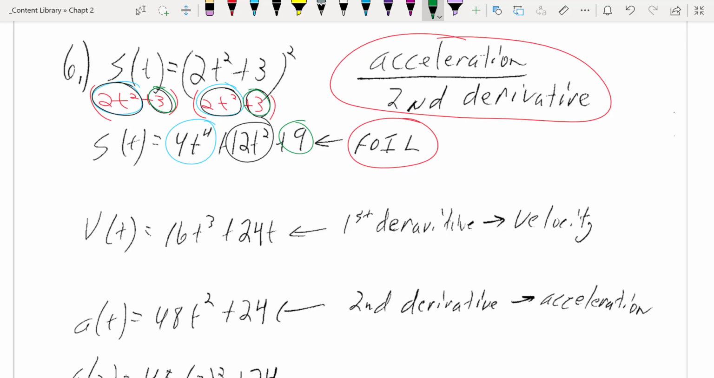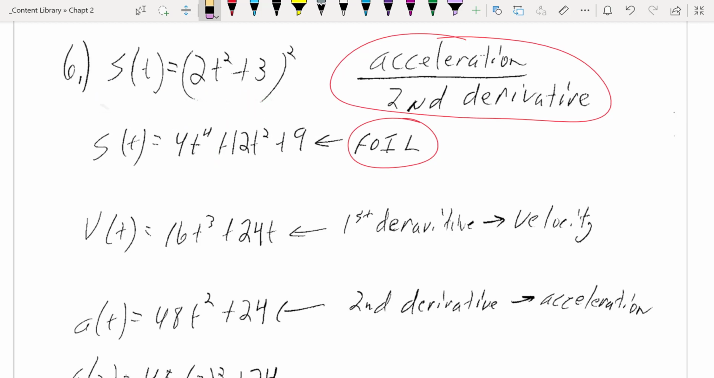Now my lasts: 3 times 3 is 9. Now that I've done that, I can apply the general power rule to find the second derivative. First I take the derivative of 4t to the fourth. You take 4 times 4, which is 16, and subtract 1 from 4, so you get t cubed. For 12t squared, I take 2 times 12, which is 24, and subtract 1 from 2, so I get t to the first. The derivative of 9 is just 0, so you don't see it there.